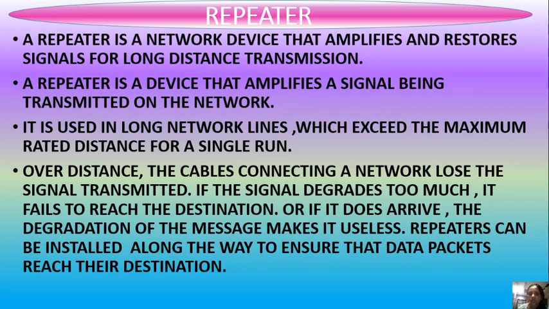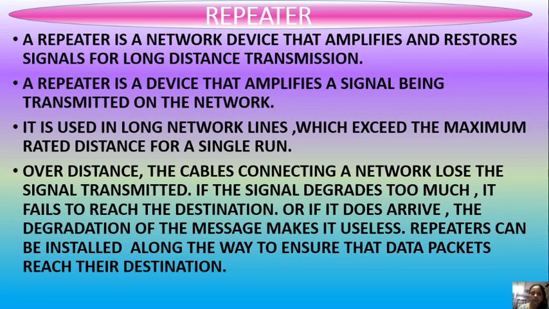Repeaters can be installed along the way to ensure that data packets reach their destination. Repeaters are installed to ensure that data packets reach their destination safely. So this is the reason a repeater is used to strengthen the signal. The only use of a repeater is just to strengthen the signal.